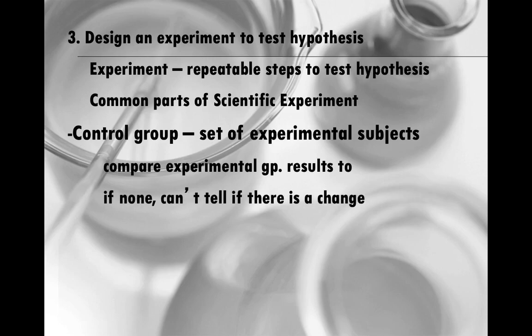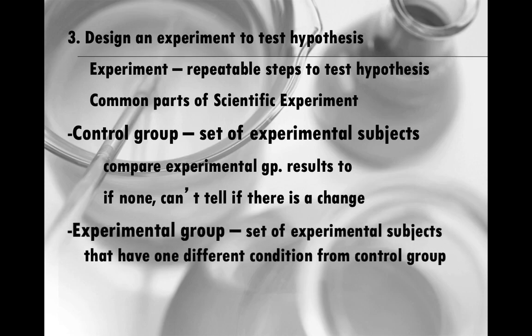If you don't have a control group, as I said before, you can't really tell if there's a change or not, so your experiment wouldn't be valid. The experimental group is a set of experimental subjects that have one condition different from the control group.